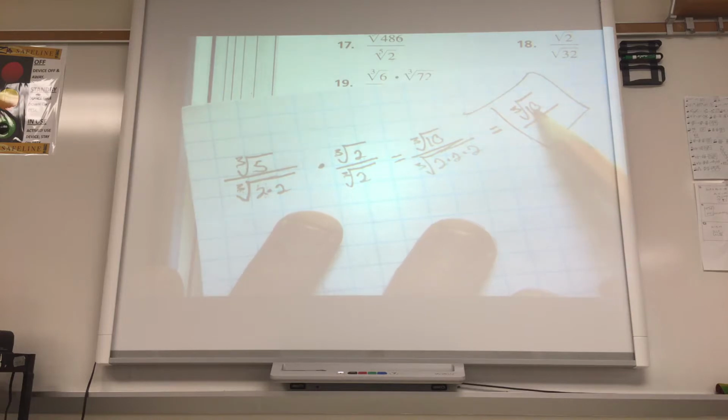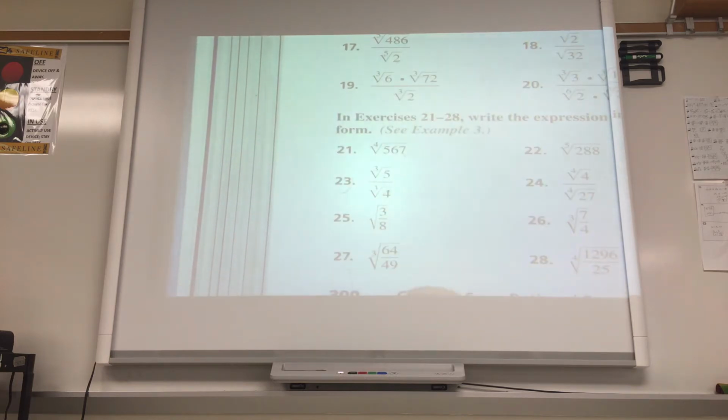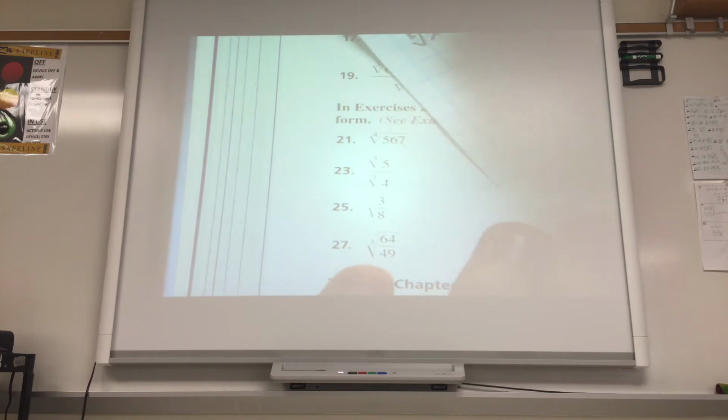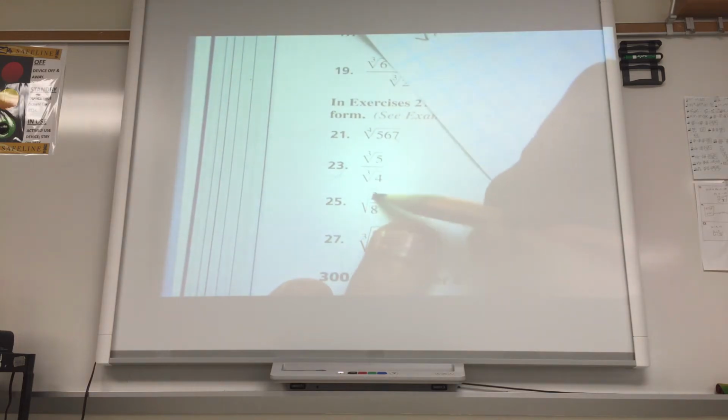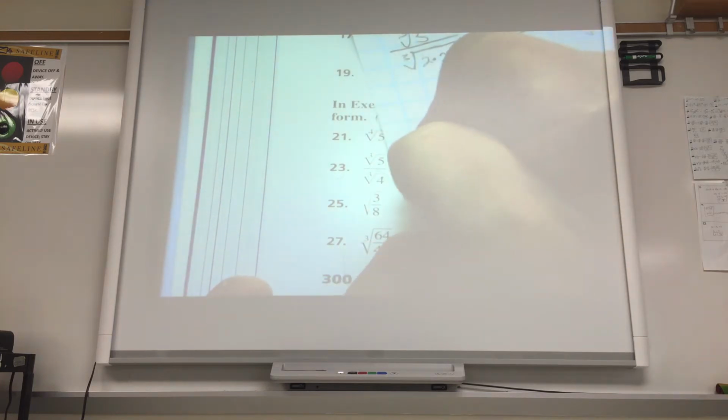Sometimes you can break this down further, but the cube root of 10 cannot be simplified any further than it already is. All right, next one, cube root of 3 divided by cube root of 8. Or square root, I'm sorry, square root of 3 divided by 8. Let me just rewrite that. So here it is. Square root of 3 divided by 8.